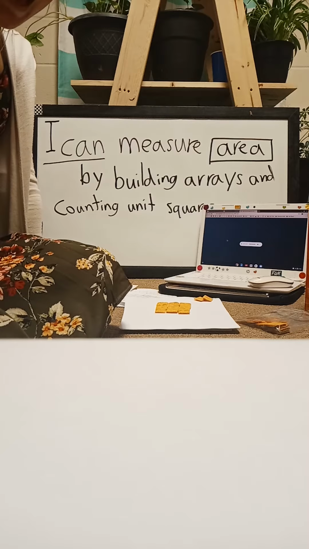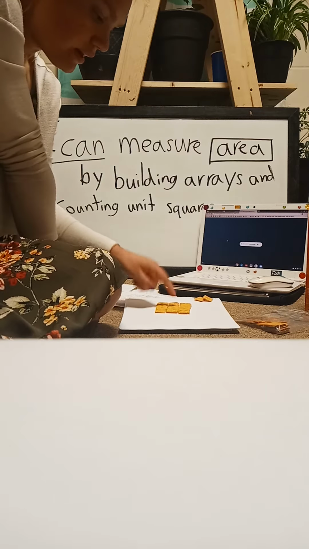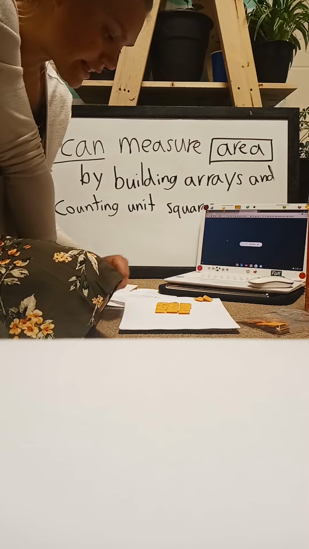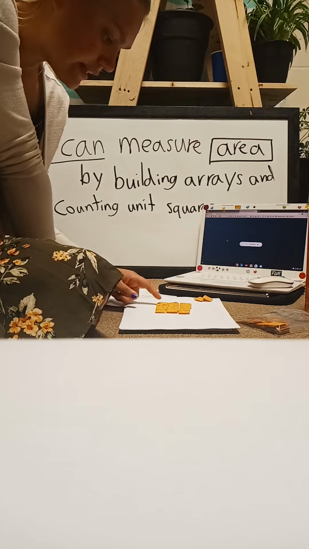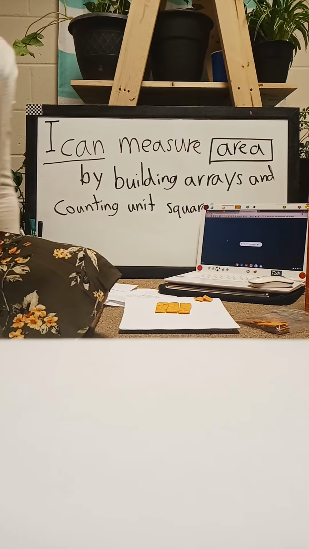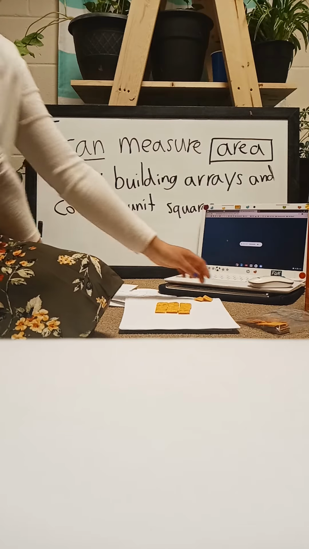I'm going to count how much area is there. So I'm just going to count each Cheez-It. 1, 2, 3, 4, 5, 6, 7, 8, 9, 10, 11, 12. So I know from this problem that my area is 12. If you want, and you're hungry, you can take a little Cheez-It and eat it.